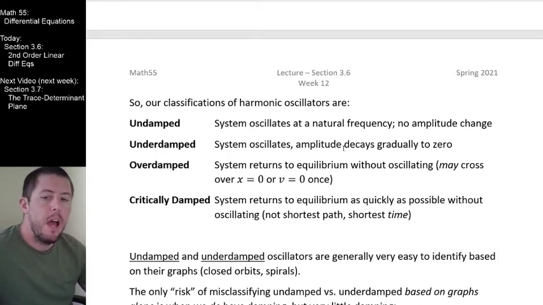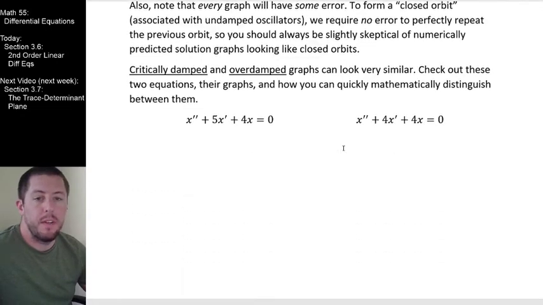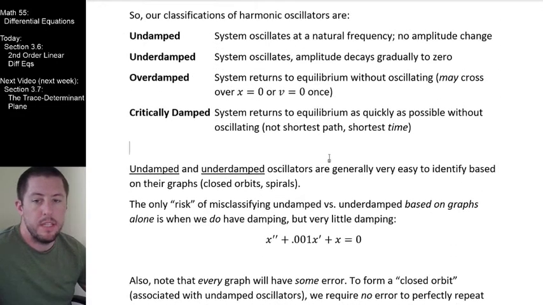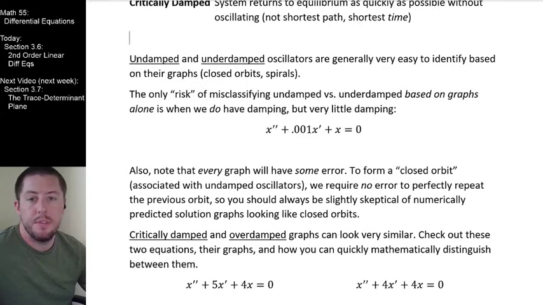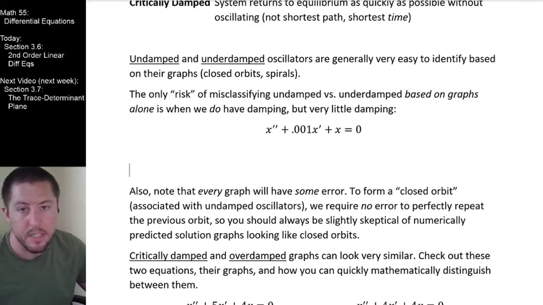So to wrap up today, all I want to do is talk about some warnings as to what we want to see when we see these graphs. The two types of warnings are comparing undamped and underdamped, and then comparing critically damped and overdamped. So let's look at these two pairs together right here.